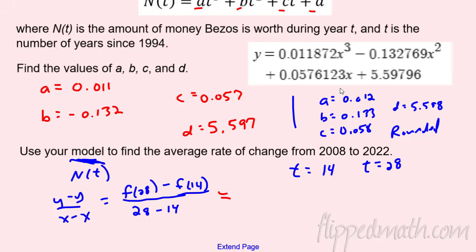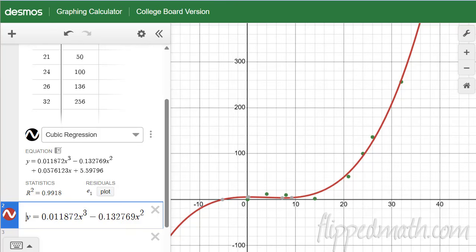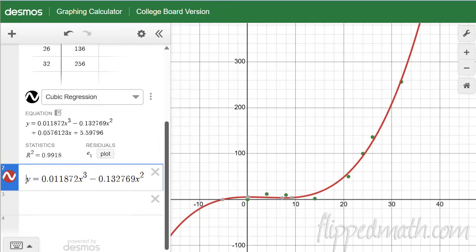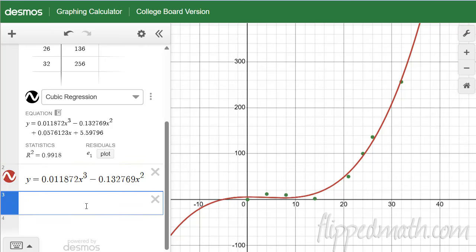I got to use my function here, so I got to go back to Desmos. Let's hope I can find it faster. There it is. Boom. And I'm going to find these points. So now these are pretty hefty decimals here. We don't like to round until the very last step if we can. So we're trying not to round. So here's a little trick for you. If you want to know what is the f of 14, you just type in the f of 14.